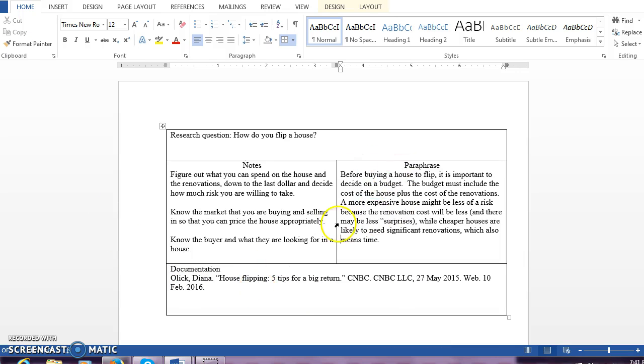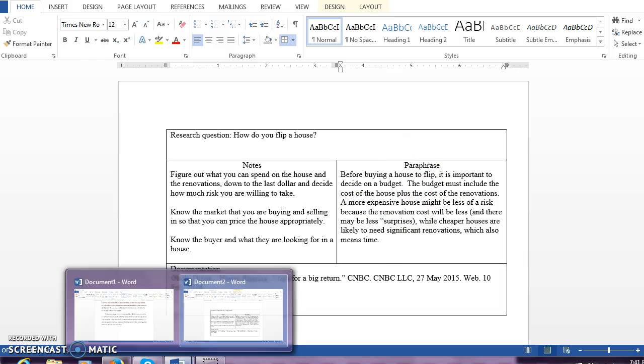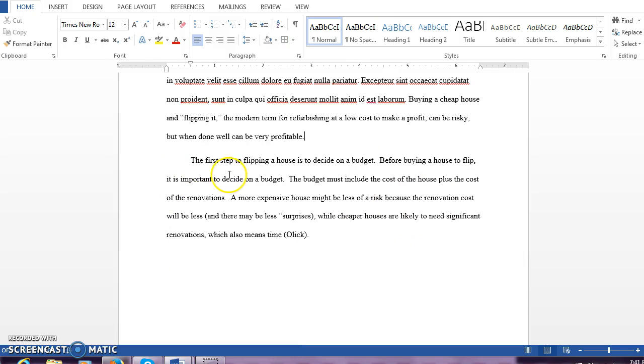Okay, now I want to put this paraphrase into my paper. I don't want to put the notes section because that was too close to the original. I want to put the paraphrase section into my paper. So I'm going to start my first body paragraph. The first step to flipping a house is to decide on a budget. Okay, so that's my topic sentence. That's what this whole paragraph is going to be about.